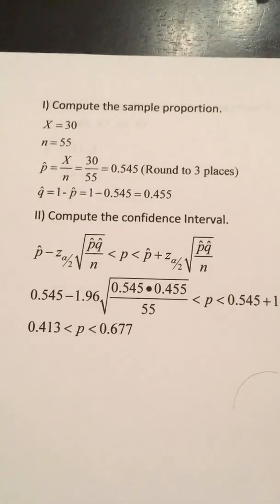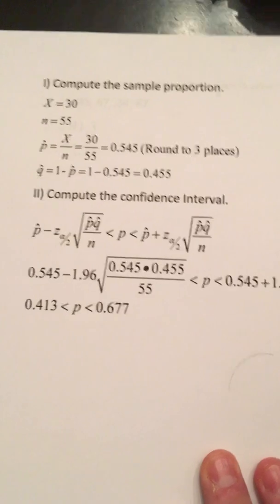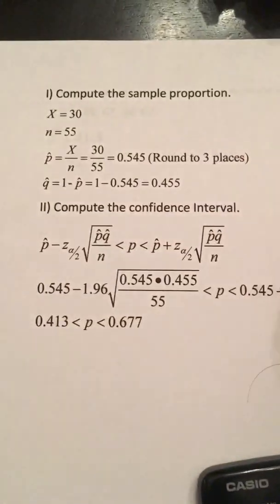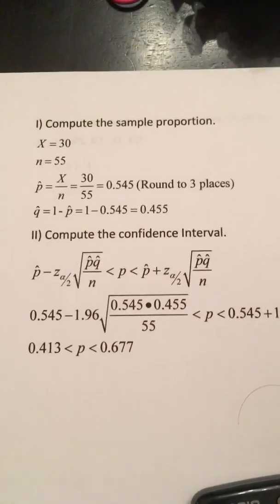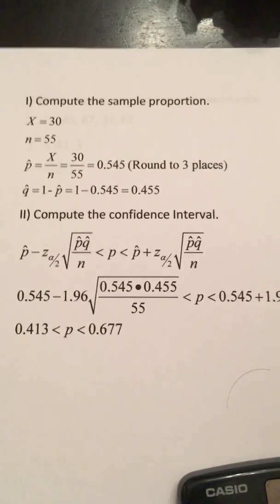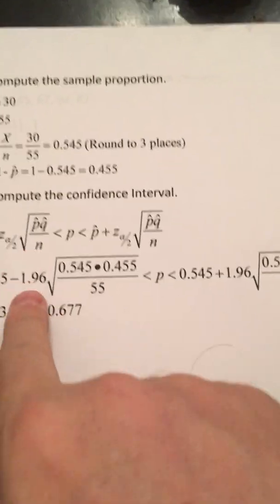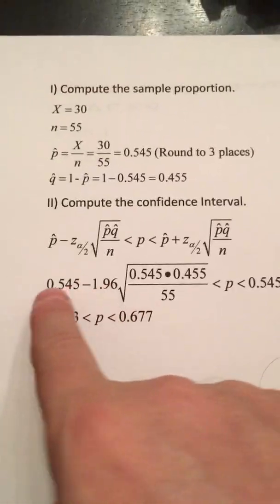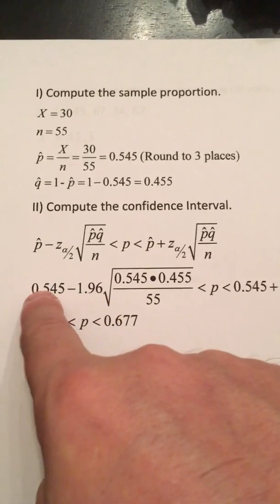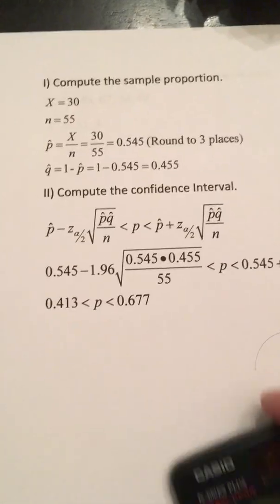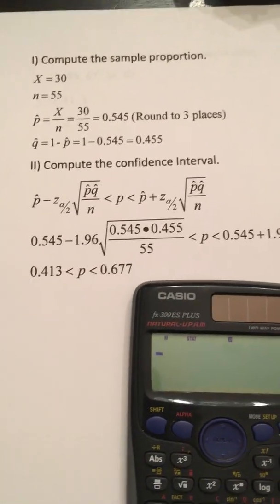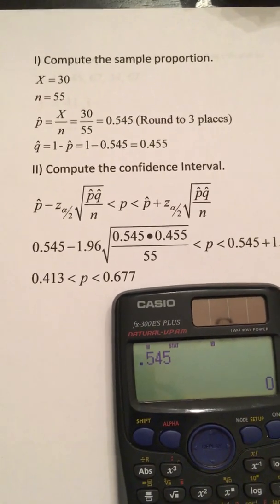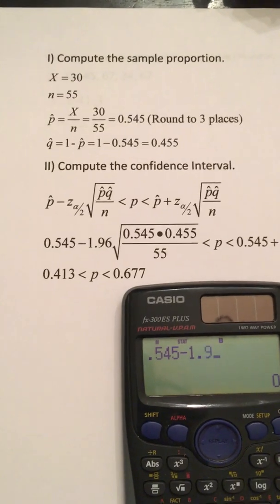Now the second step is to actually compute the confidence interval by inserting these values into the formula. We're using a confidence level of 95%, so that means our z value will be 1.96. So I just type in this entire left-hand side into the calculator as such. Let's clear this. So p hat is 0.545 minus 1.96.